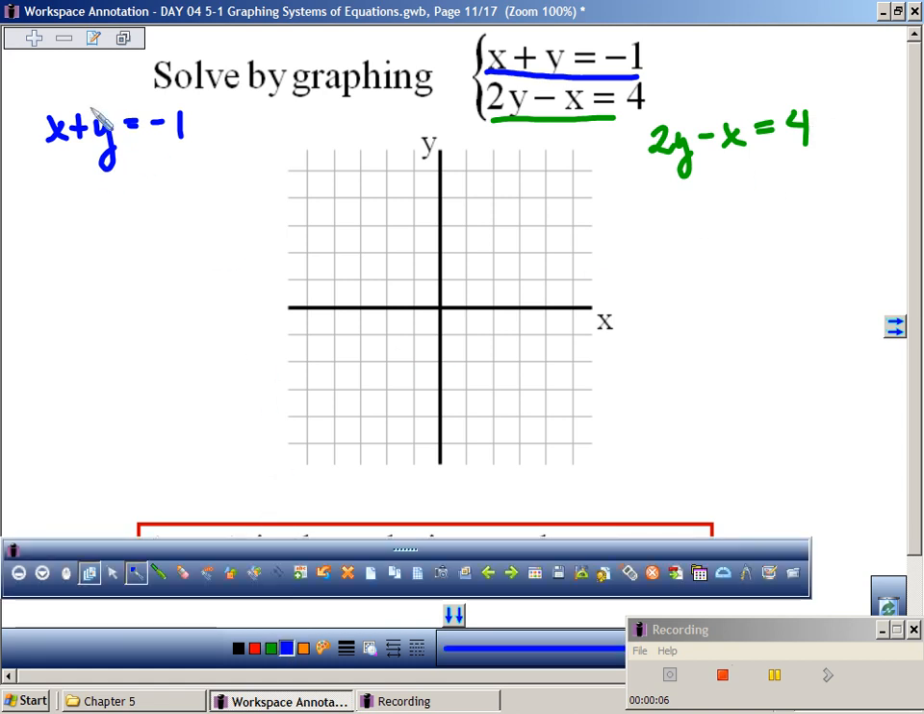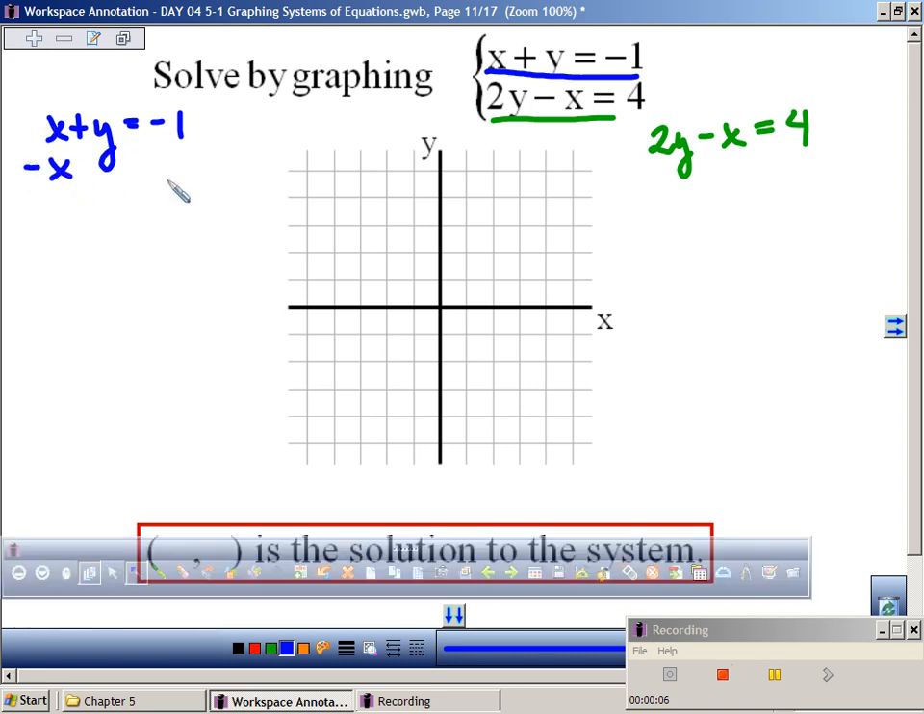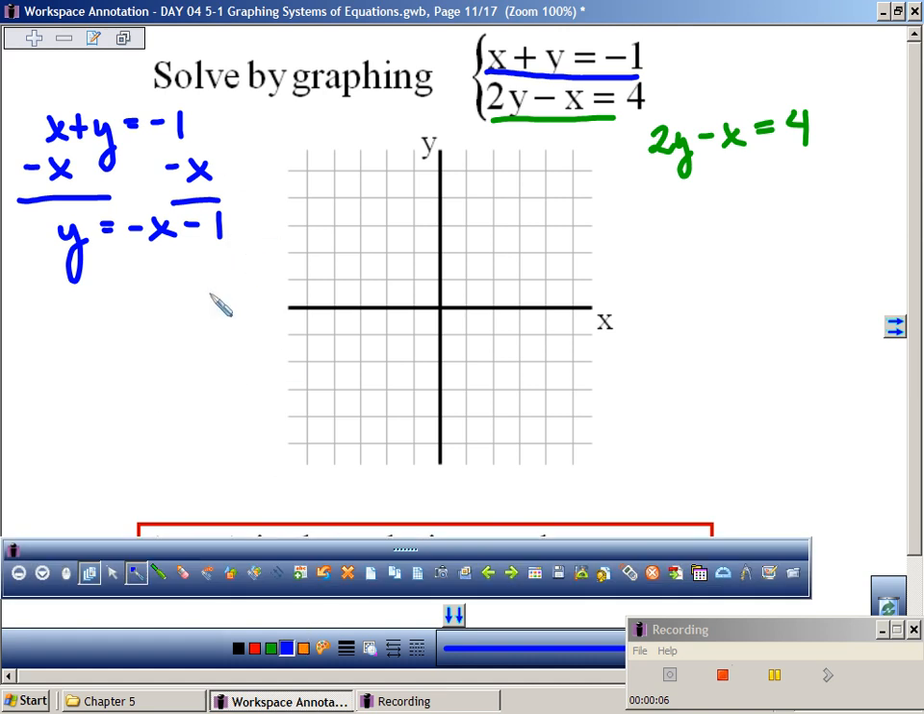So, first I need to solve for y, because I need this in slope-intercept form. So, to begin, I need to subtract x from both sides. Then I get y equals negative x minus 1. Have I solved for y? Good. So where do I begin? I always begin in the back where b is. So, negative 1 on the y-axis is where I begin.